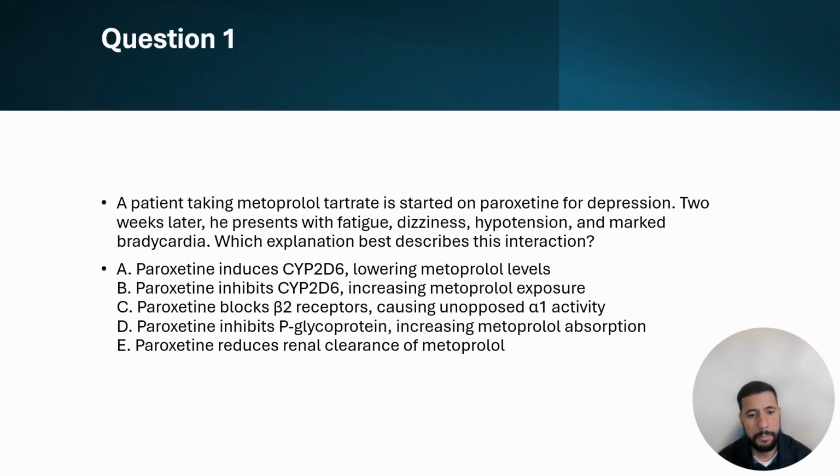C, paroxetine blocks beta-2 receptors, causing unopposed alpha-1 activity? D, paroxetine inhibits P-glycoprotein, increasing metoprolol absorption? Or E, paroxetine reduces renal clearance of metoprolol?